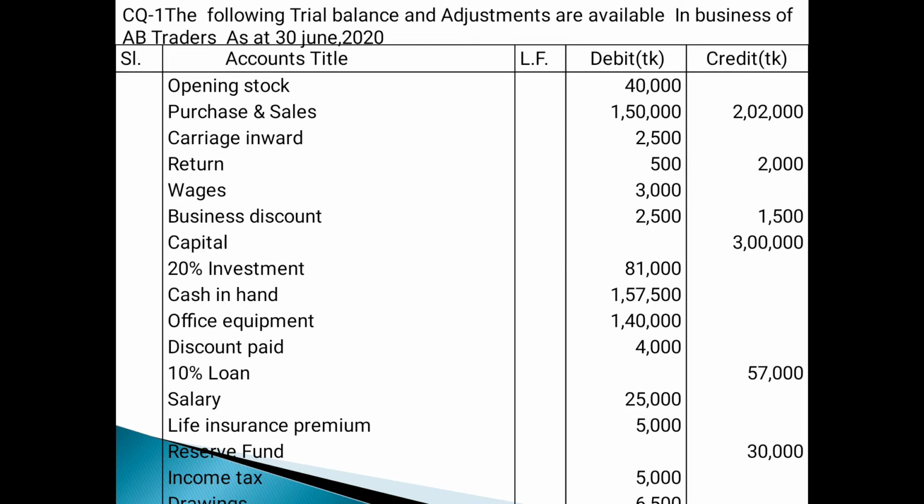Second one, purchase and sales. Purchase is the major expense of any business organization. Purchase is one kind of expense, so it is written in cost of goods sold in the second place. At first, in the cost of goods sold statement, you have to write opening stock and then purchase.